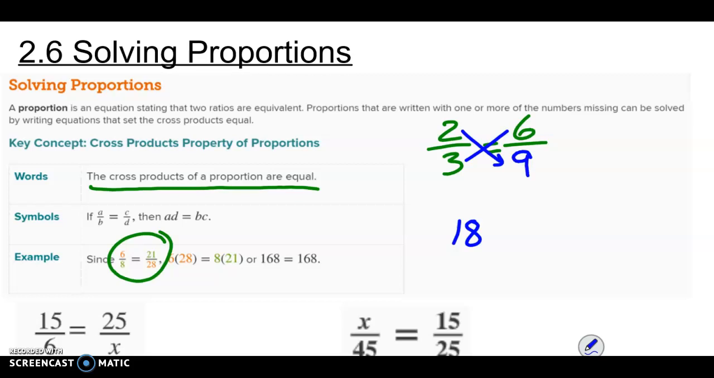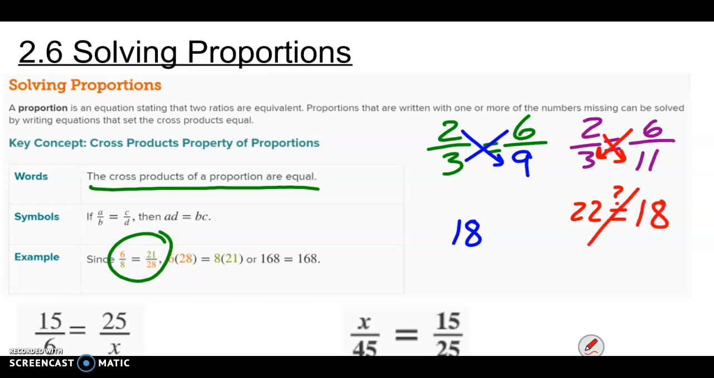But if we try to say that 2 over 3 is equal to 6 over, I don't know, 11, maybe you don't know if that's true or not right off the bat. Just check the cross products. 2 times 11 is going to be 22. And then you're left to find out, does it equal that other cross product, which 6 times 3 is 18? It does not. So this whole thing cannot be a proportion. That's going to be true no matter what situation you're looking at with proportions.